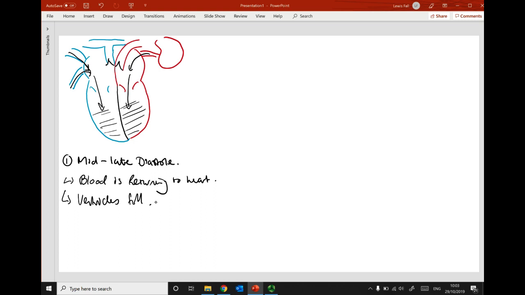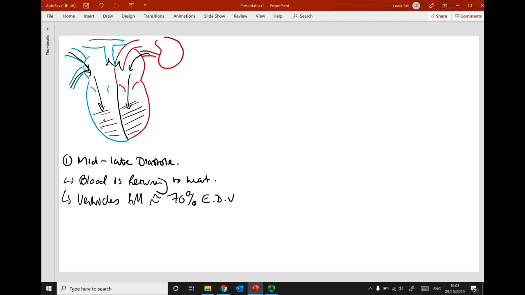Okay, to what? And that is to something about 70%. Okay, 70% of what? 70% of the end diastolic volume. So in other words, 70% of the volume they're going to have at the end of diastole. Awesome. Right. What does this mean to pressure?